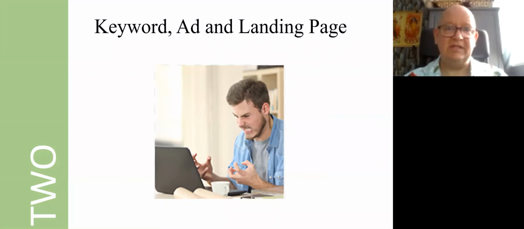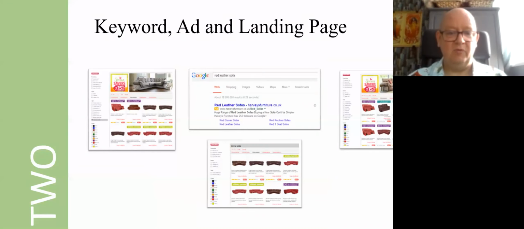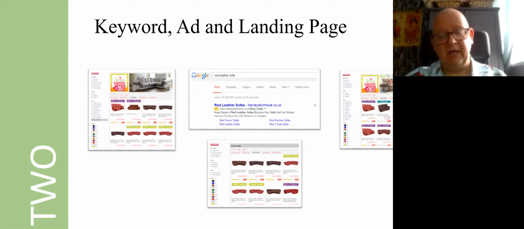So this is a quick example that we ran for Harvey's Furniture. We were targeting as a search term red leather sofas, and we landed them on a landing page that contains nothing but red leather sofas. Also in here, you'll see there are some extensions where we also had red corner sofas, red recliner sofas, red 3-seat sofas, and each of those went to the relevant landing page.